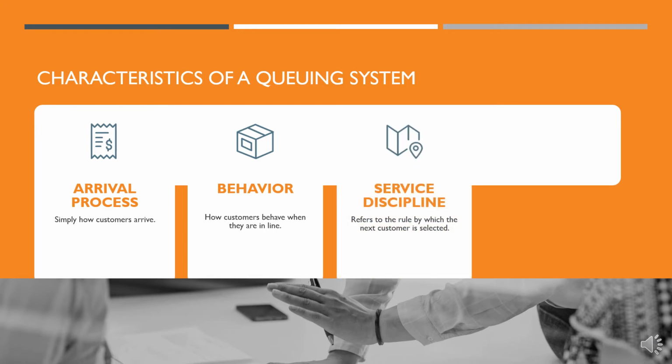Next is service discipline. It refers to the rule by which the next customer is selected. This includes the length of time a customer is serviced, the number of servers available to help the customers, whether customers are served one by one or in batches, and the order in which customers are serviced.